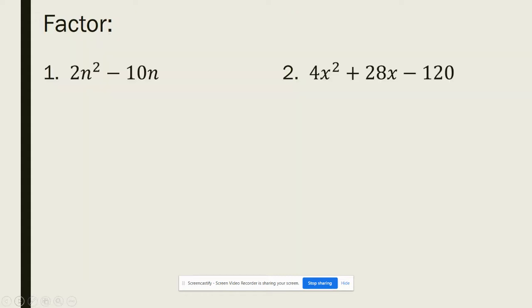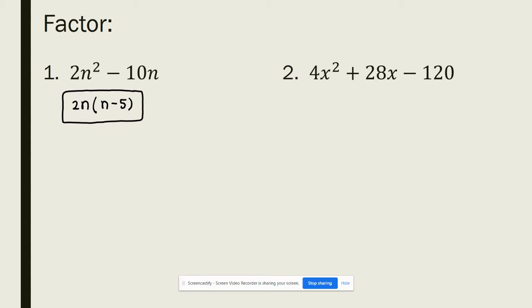When you factor, remember your first thoughts when factoring is to look for GCFs. In the first example here, 2n squared minus 10n, I see that they both have a 2 in common as well as that variable of n. So factor that out, and that leaves you with an n minus 5. Because what I have in parentheses is not factorable any further, then that tells us that this is as much as we can factor, and so we are done.